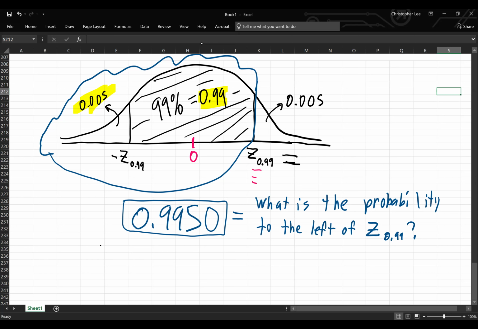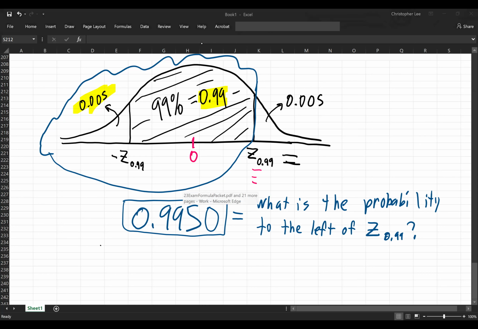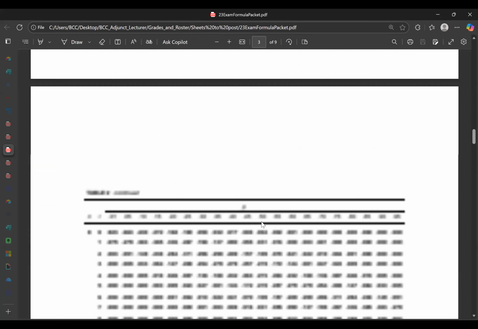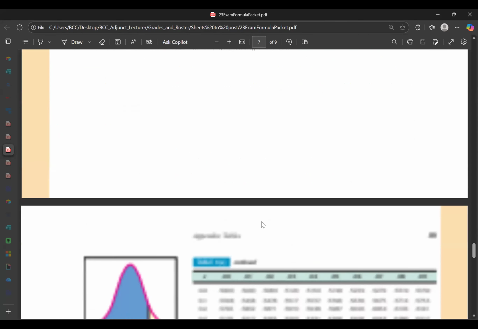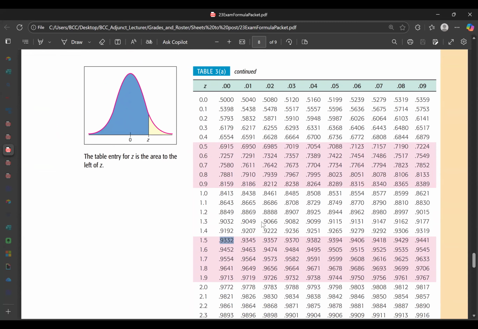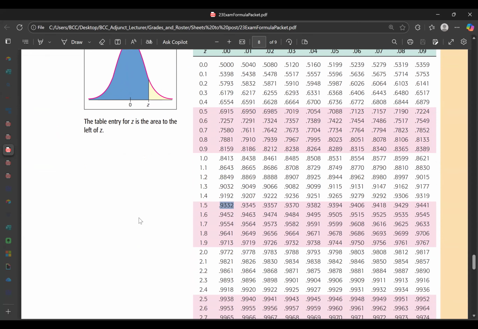We never find these to the right. We can't, because the table only gives us values to the left. And when you're on your test and you forget, there's a picture right there that tells you. It says only to the left. So we go down to our normal distribution table, wherever that is, A8, right here, letter 8.